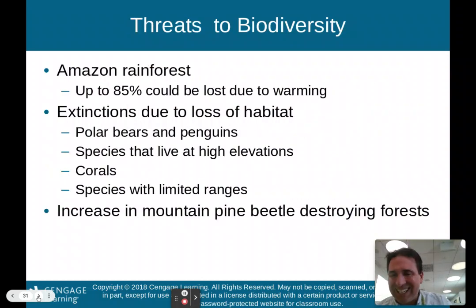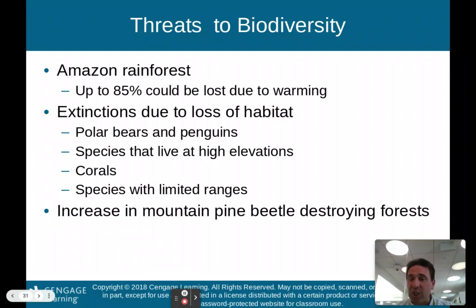Final one for part one of this lesson: threats to biodiversity. Again, the Amazon rainforest, we could lose 85% due to global warming. If you remember in a previous unit, most of our biodiversity on the planet is in rainforests. So if the rainforests go away, you're going to lose all that biodiversity. Extinctions due to loss of habitat. Again, polar bears and penguins. If the Arctic or the Antarctic warms too quickly, they will not be able to adapt.